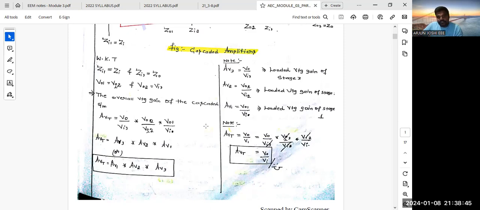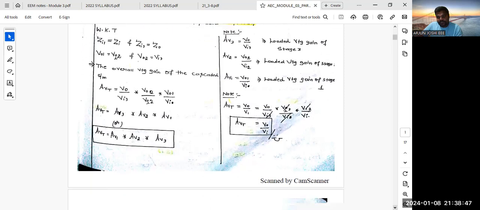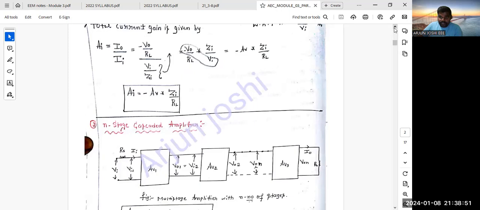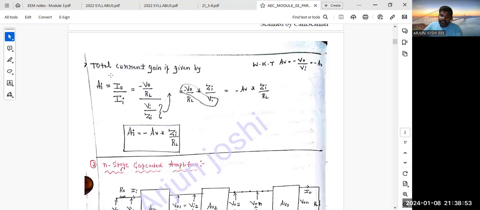This question may come in the examination. Please note it down, very important question. For this three stage amplifier, we need to find out the total current gain. We already found the total voltage gain, now we need to find the current gain. Gain is nothing but beta, HFE, all are the same. AI is equal to I naught divided by II. I naught is nothing but the output current.